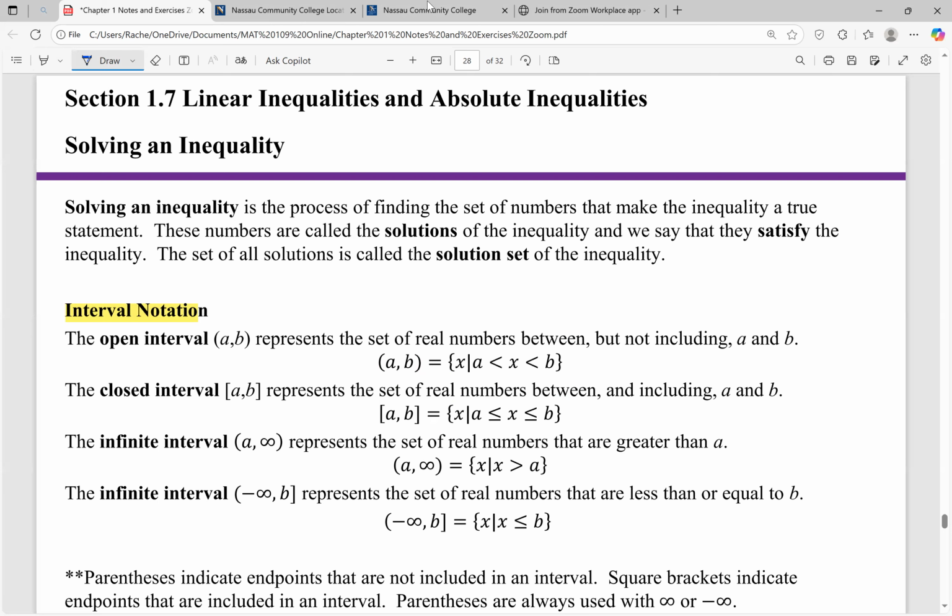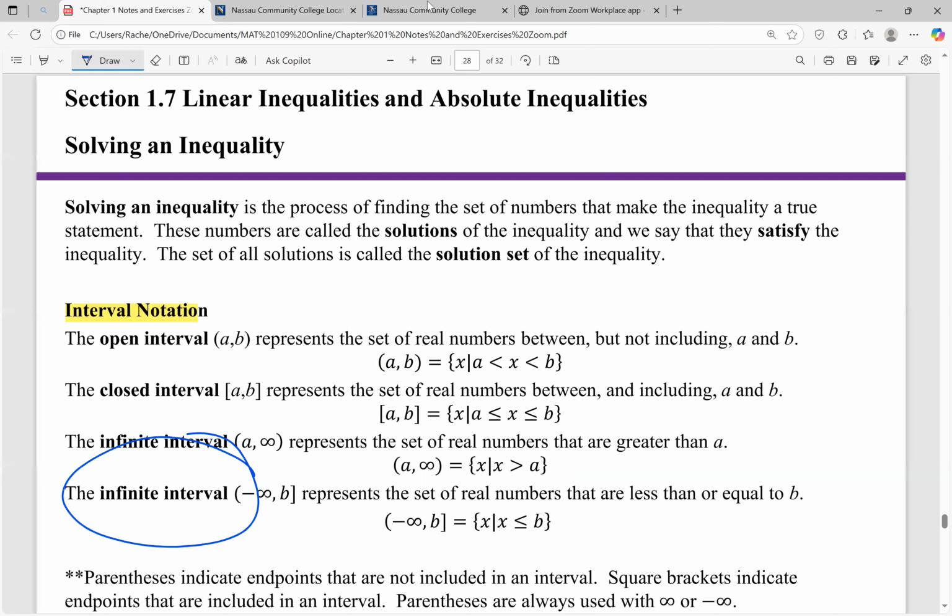Now, sometimes we have the infinite interval, which represents the set of real numbers that are greater than A or, let's say, less than B. So this one says A to infinity, right? So anything greater than A, but not including A, all the way towards positive infinity. Now, whenever we use the infinity symbol, we always use the open set. So if we were to go from A to infinity, not including A, this is how we would write it in interval notation. And if we were to use set builder notation, we would say all values of X such that X is greater than A.